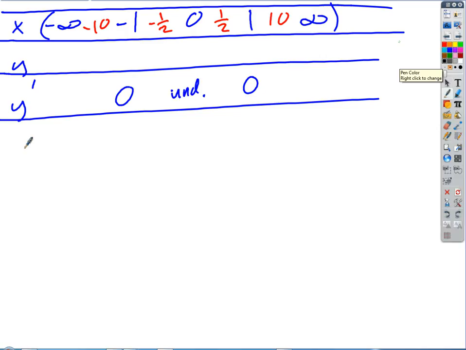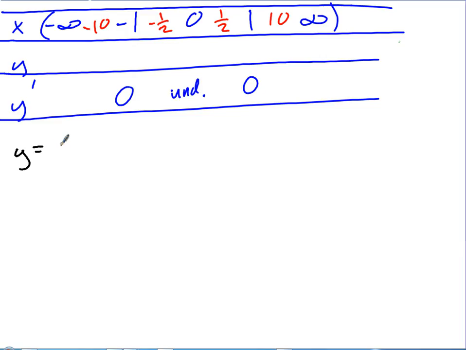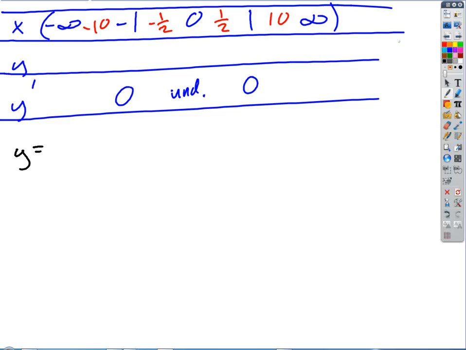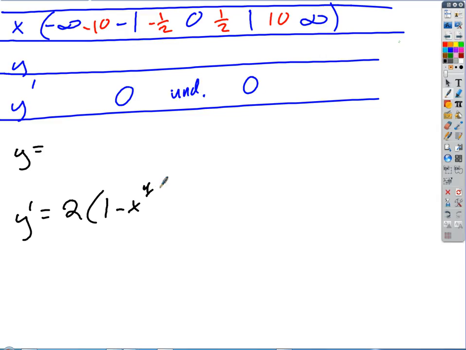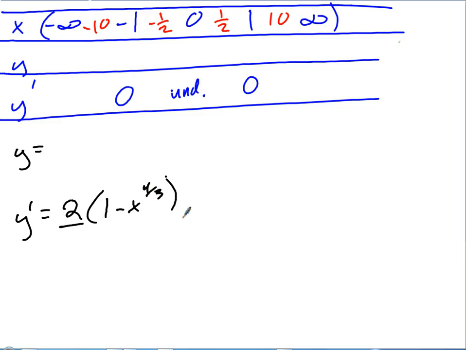Remember what was our original problem? We had y equals, do you remember what it was even? Here, I'll do y prime. You probably remember that. Y prime was what? That was 2 times 1 minus x to the 4/3, okay. Do you remember what the original one was? Do you have it written down? Yeah, y equals x to the 1/3 times minus x squared.